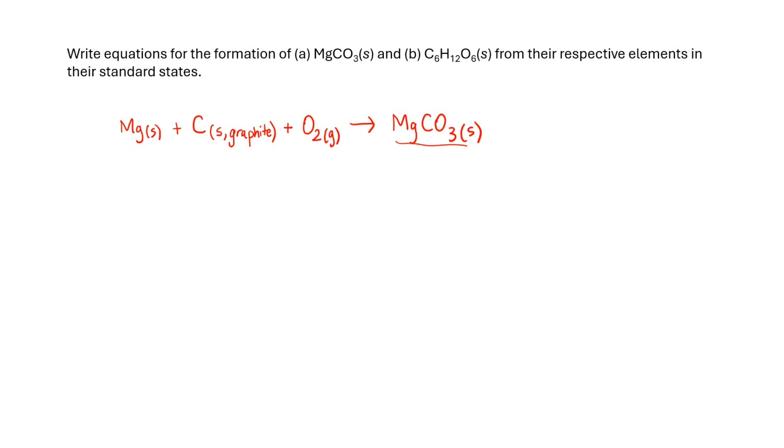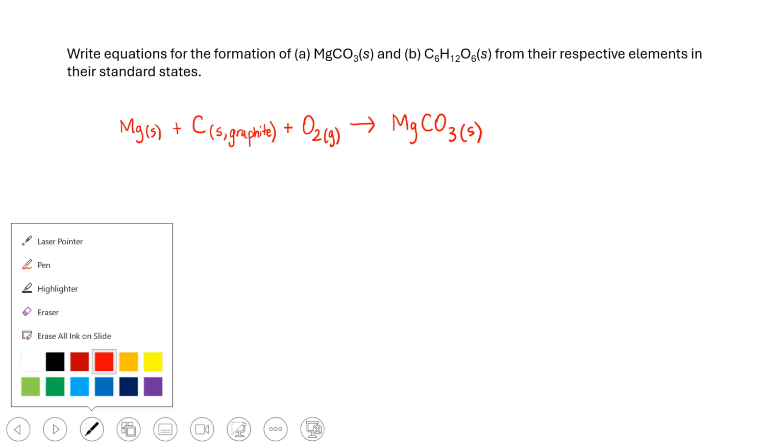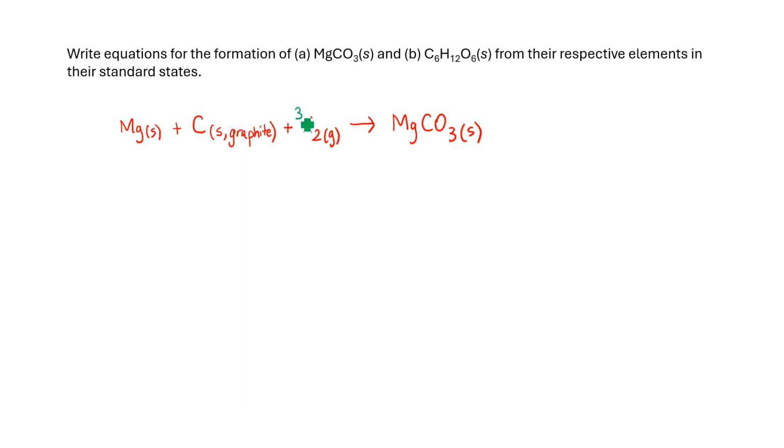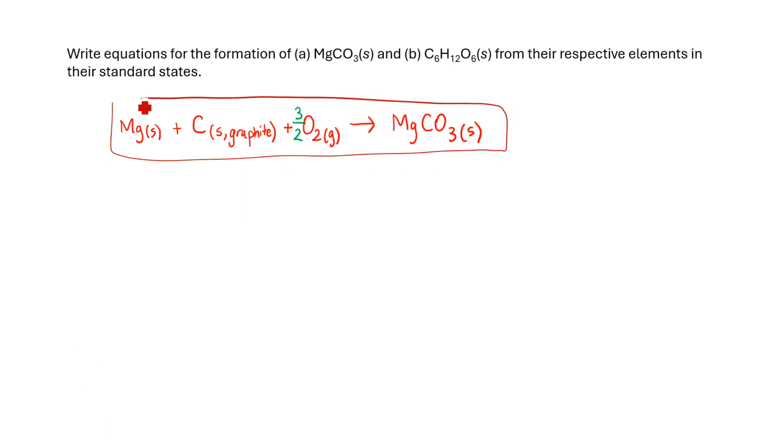We need to balance this equation because right now it's not balanced, right? We have 3 oxygens on the right and only 2 on the left. We can easily fix that issue and put a coefficient of 3/2 in front of the oxygen to balance out the oxygen. You might be wondering, do we multiply this entire equation by 2 to get rid of the denominator? We don't have to do that. So we're pretty much done here, right? This is the answer for part A.